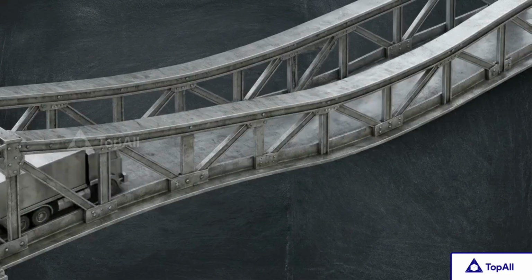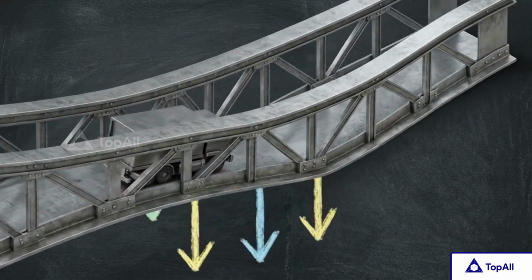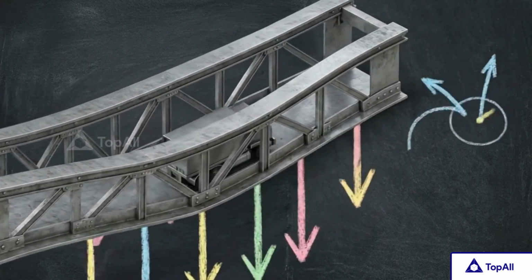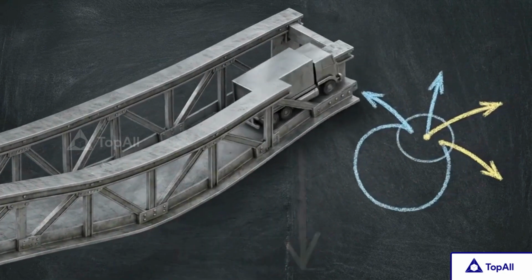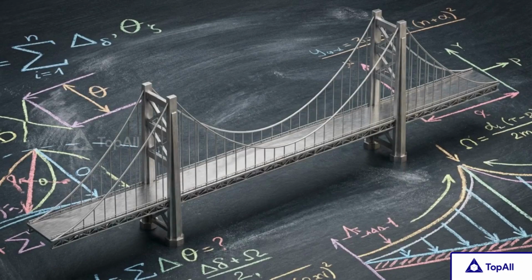This predictable resistance is vital for safety. It allows engineers to design steel bridges that flex slightly under the weight of a heavy truck, and then immediately return to their exact original shape once the load passes.